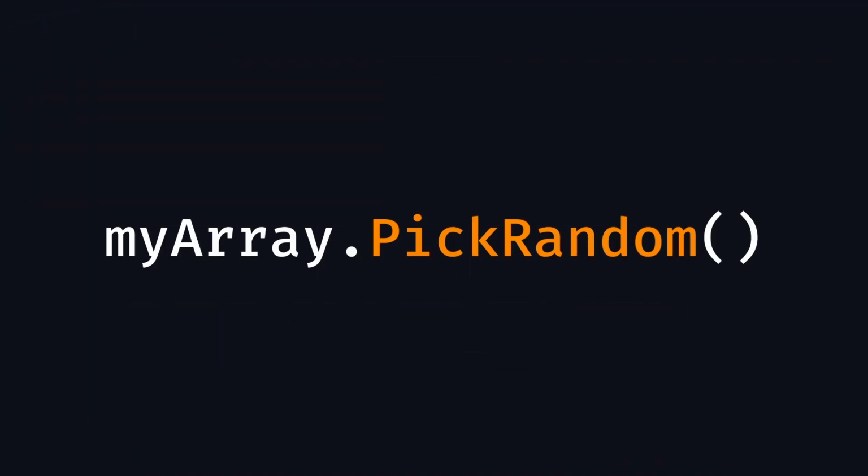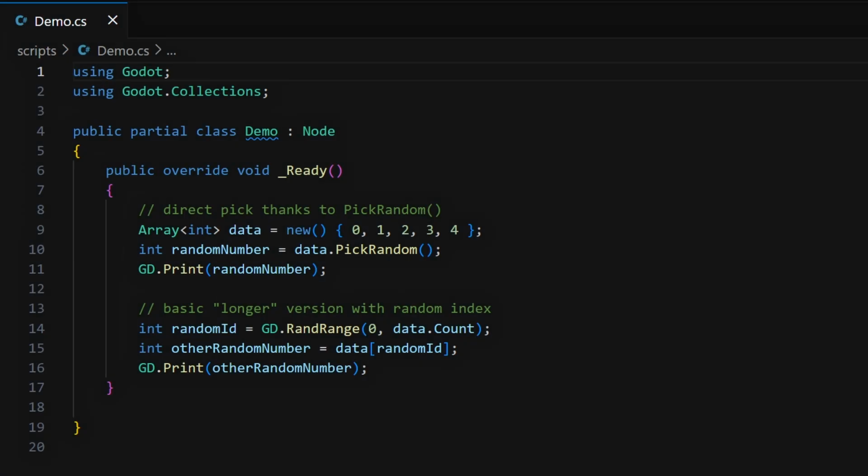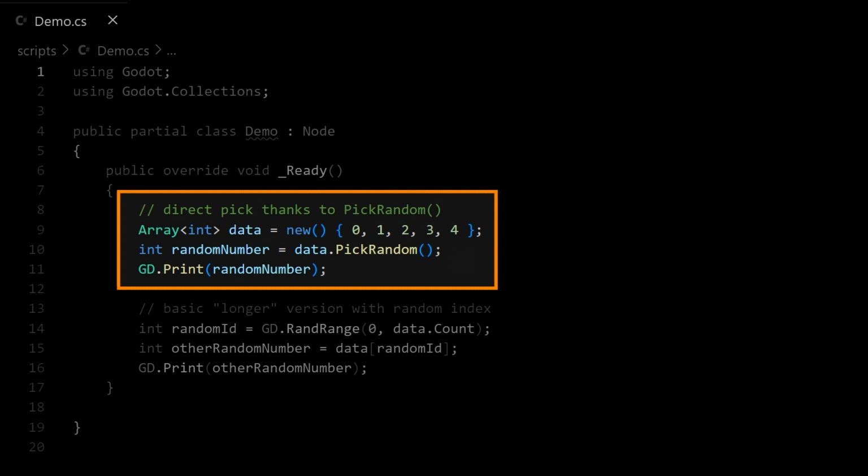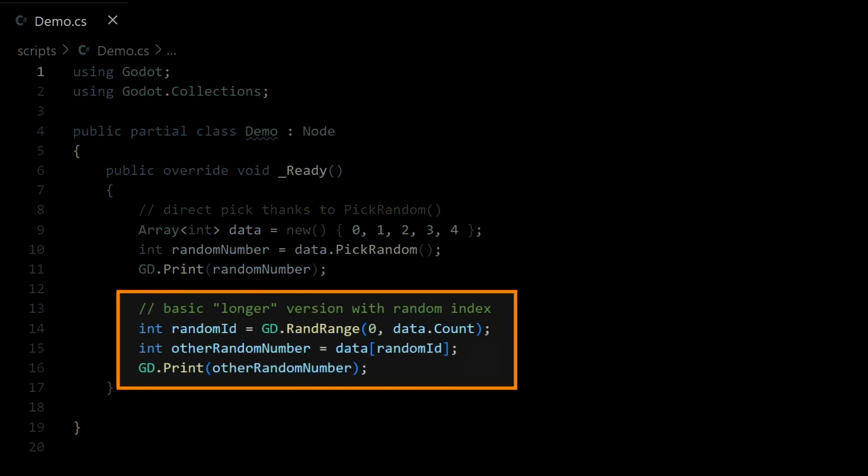Another cool trick is the Array.PickRandom method. As the name suggests, this function is a quick and easy way to pick an element from a Godot array at random, instead of having to manually compute a random index and then get the element at this position.